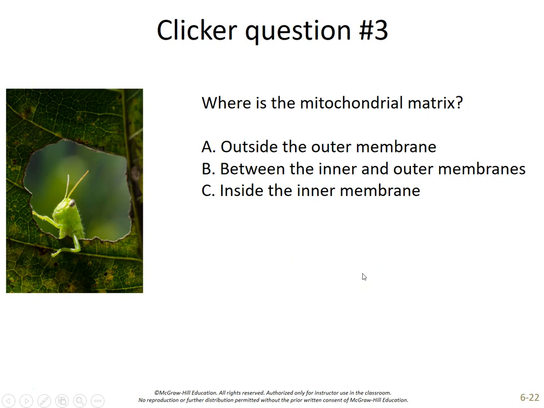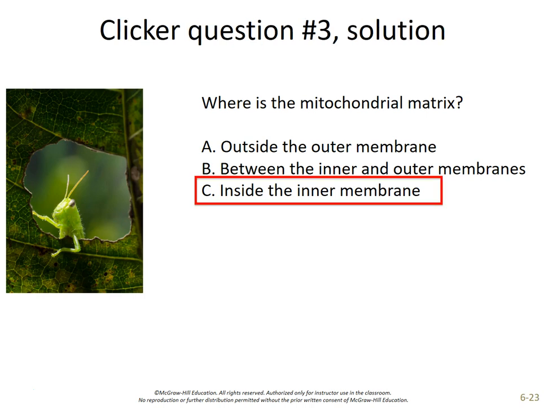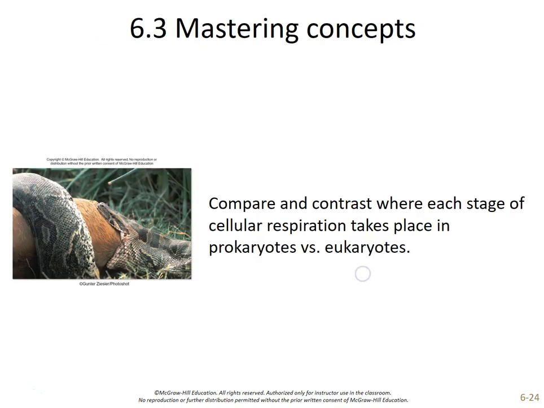Where is the mitochondrial matrix? Outside the outer membrane, between the inner and outer membranes, or inside the inner membrane? The mitochondrial matrix is inside the inner membrane. Okay, so cellular respiration happens in the cytosol for prokaryotes, and for eukaryotes glycolysis happens in the cytosol, and then the Krebs cycle and electron transport chain occur in the mitochondria.